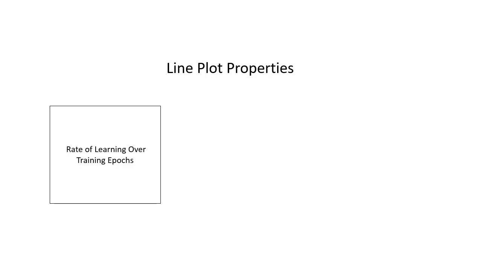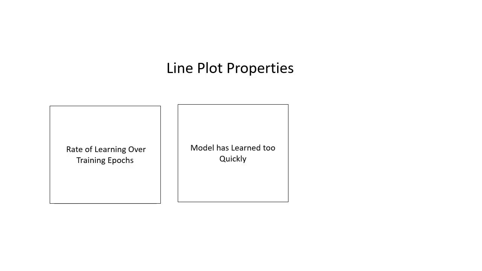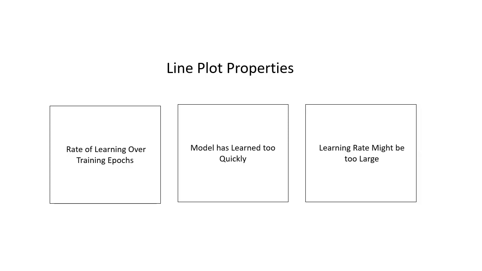A few examples are the rate of the learning over the training epochs, such as fast or slow; whether the model is learning too quickly, with a sharp rise and a plateau, or the model is learning too slowly, with little or no change; and thirdly, whether the learning rate may be too large, via oscillations in the loss.